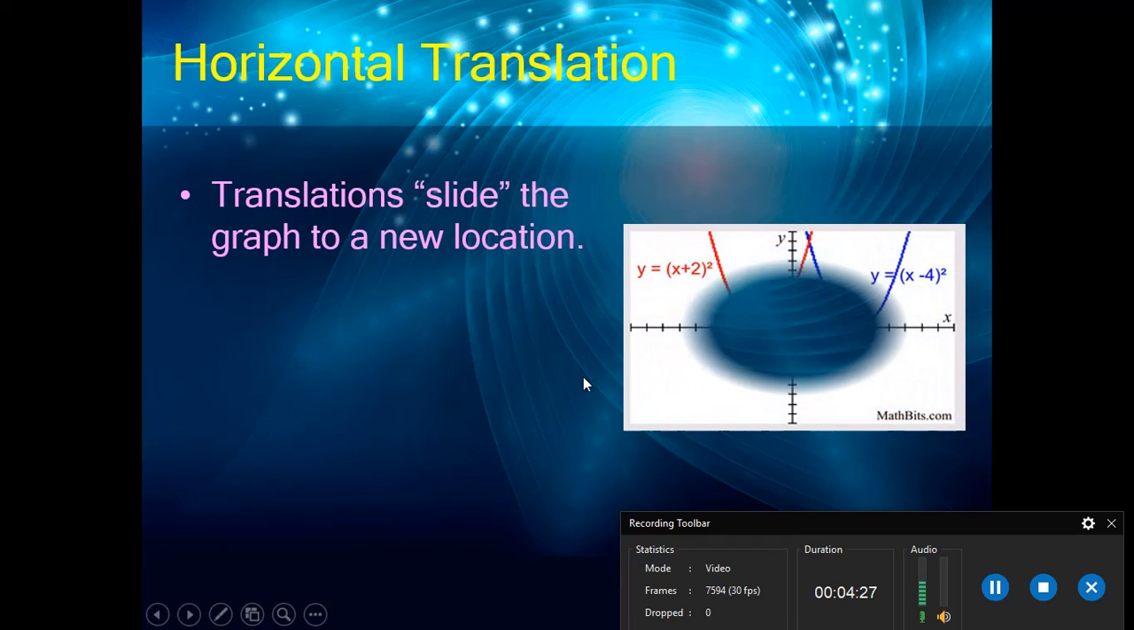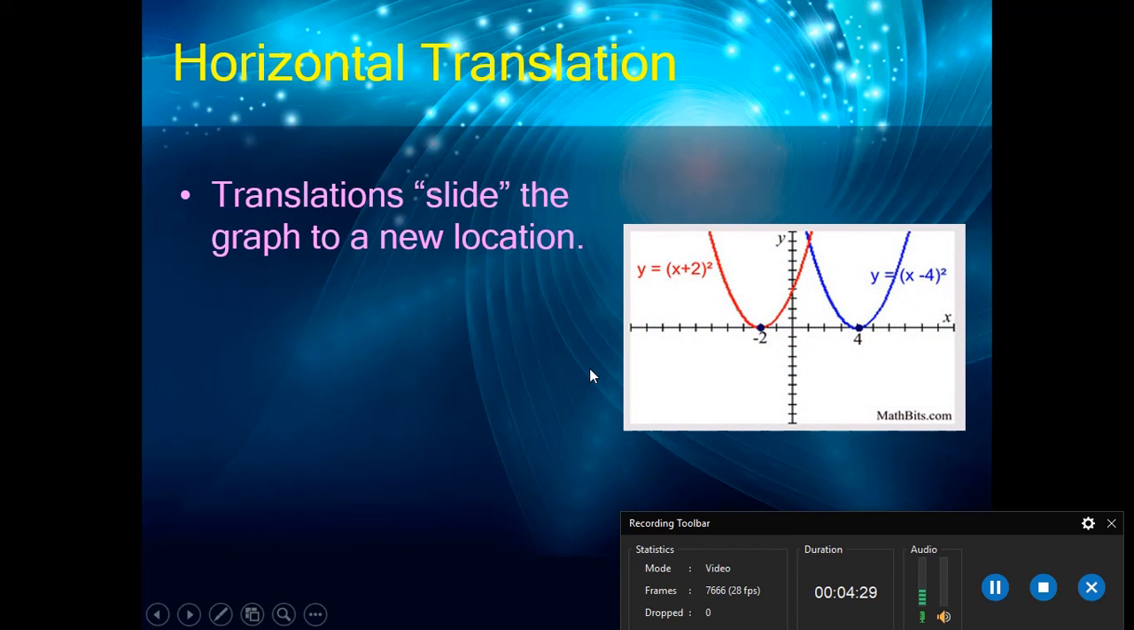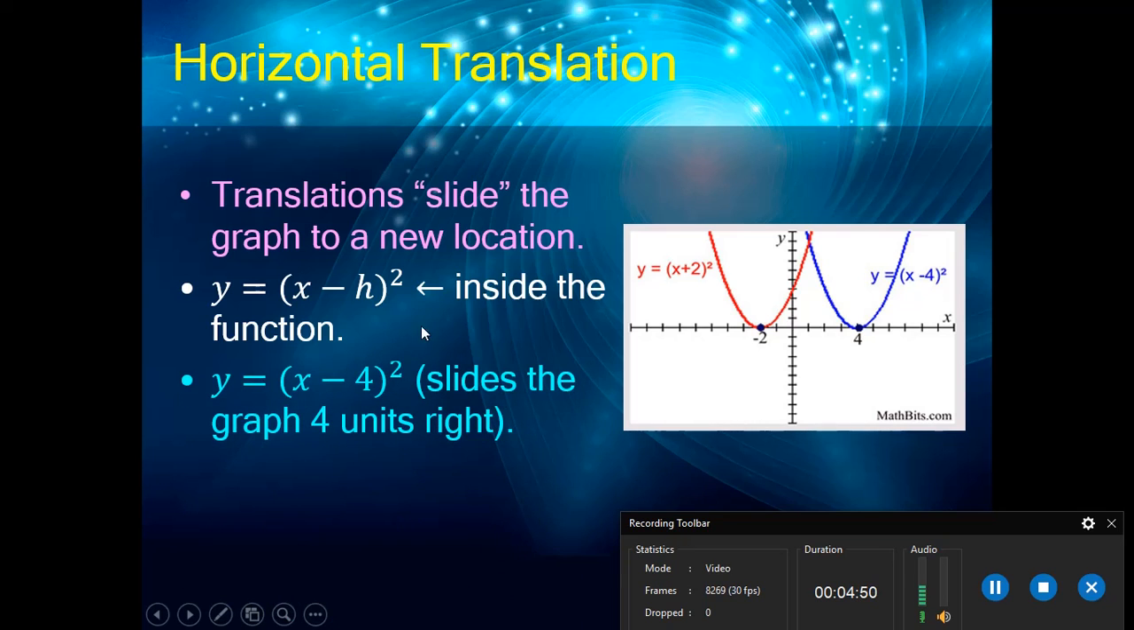We can also slide our graph left and right. Neither one of these in the diagram are the parent function. We know the vertex would be located at 0, 0. So the format to move it left and right occurs inside the function. Notice it's inside the parentheses with the x. When I see that setup, I know that I'm sliding it left or right.